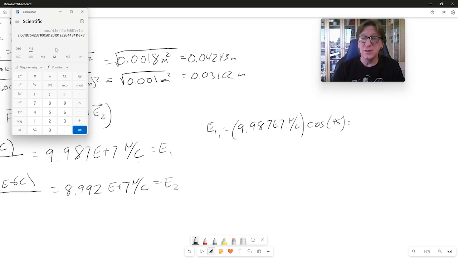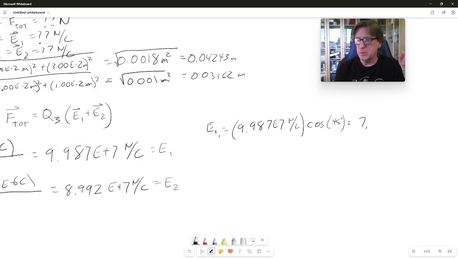Again, on your calculator, it may be completely different. You may have to put in the number and then cosine, like I ended up having to do, or you might end up putting in cosine and then the number. And sometimes there's no way to tell other than just try it the way I did right there. So this then works out to be 7.062 times 10 to the 7, and it's still newtons per coulomb. This doesn't have any units, so I'm left with my newtons per coulomb. So that's my i component.